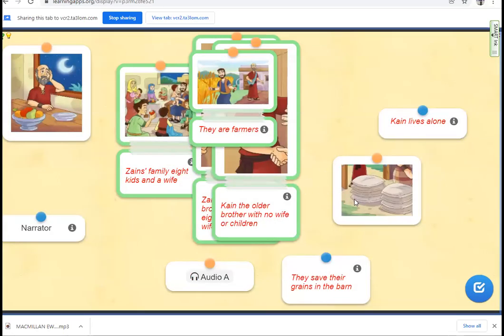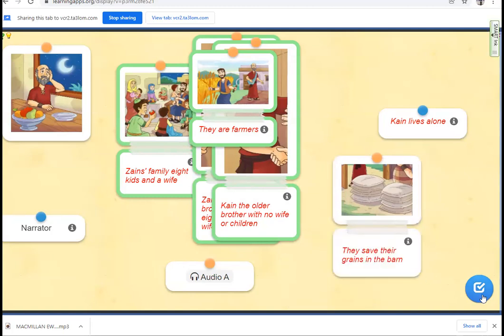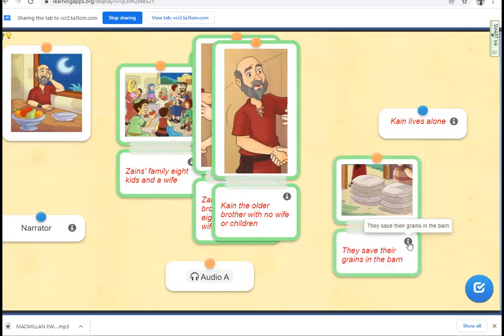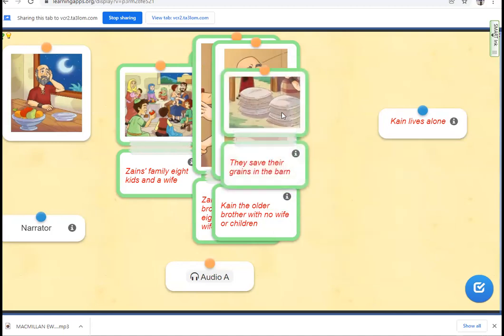Here, as you see, they save their grains in the barn. Okay.